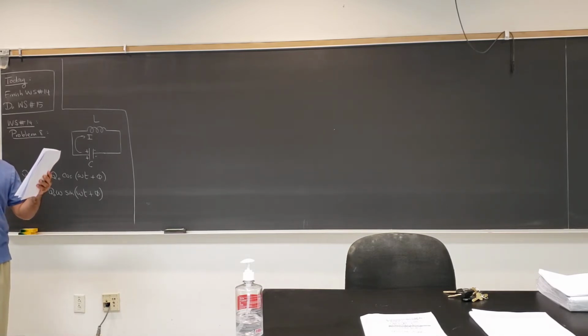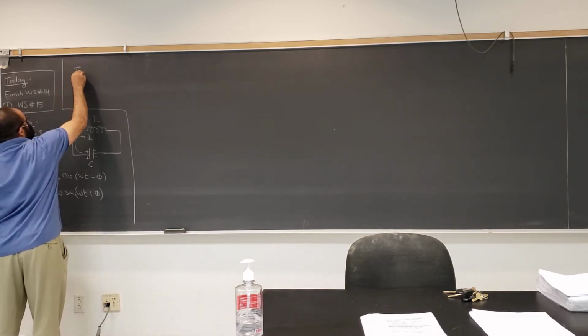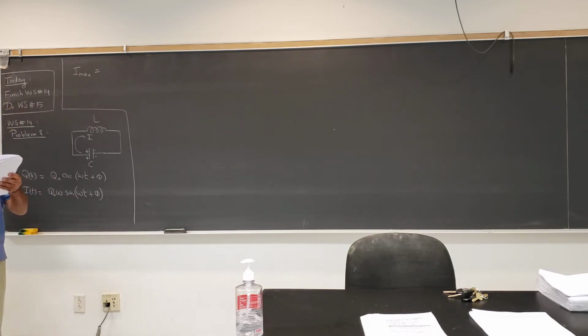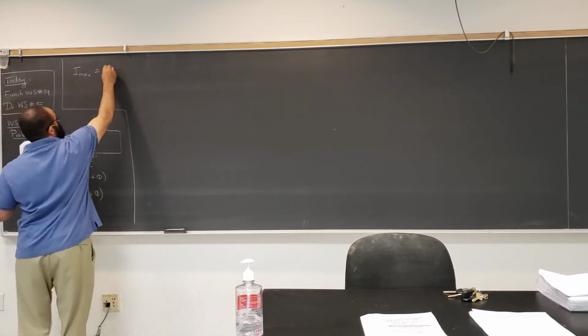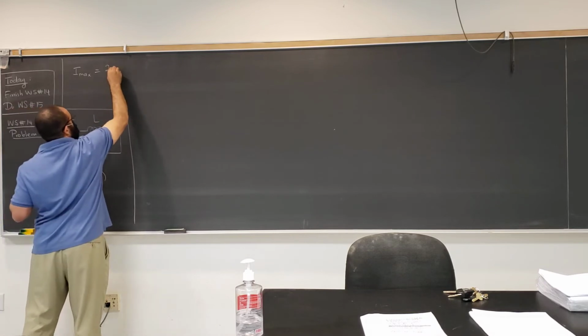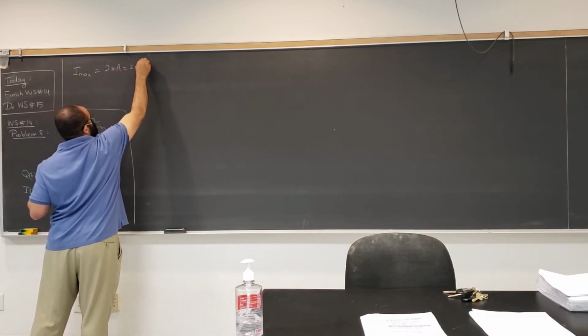So from figure 3, what is the maximum current? I maximum is what? According to that, 2, right? You guys agree? Everyone? Are we on this together? Okay. So from figure 3, this is 2. 2 what? Milliamps, yes. 2 milliamps, or 2 times 10 to the minus 3 amperes.